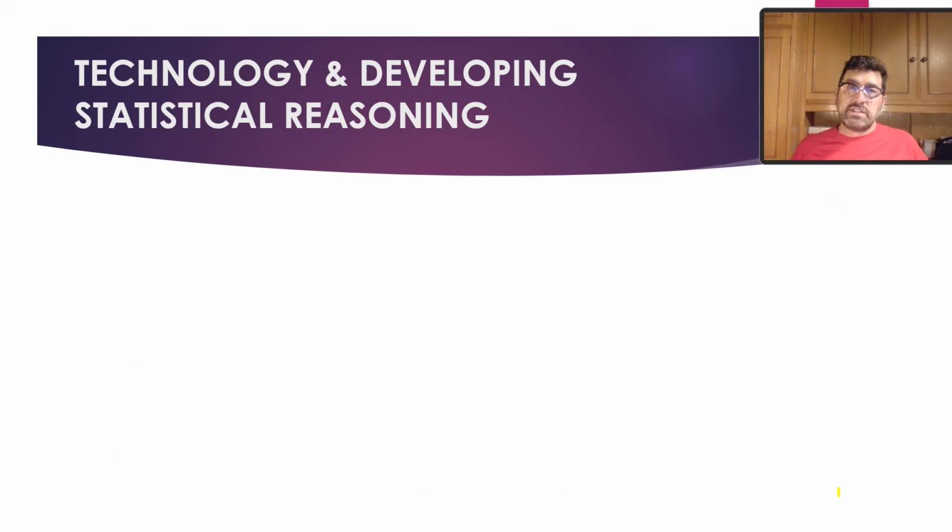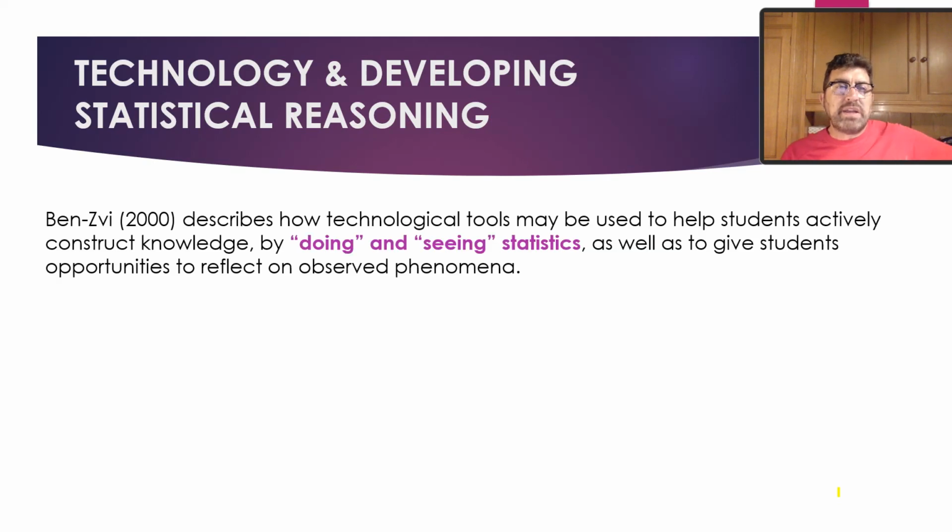Technology is also a very, very interesting discussion point in developing statistical reasoning. How can technology help? Well, Benzi in 2000 described how technological tools may be used to help students actively construct knowledge by doing and seeing statistics through the technological tool, as well as to give students the opportunities to reflect on observed phenomena. Technology does that efficiently and very quickly and very, very accurately.